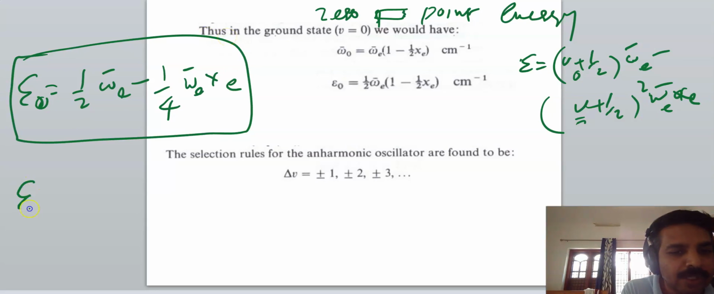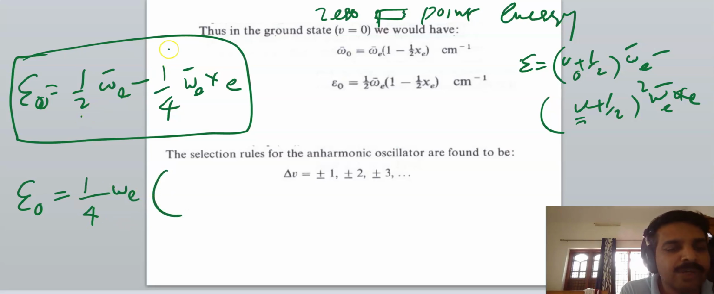This we can also write like this: E_0 is equal to 1/4 omega bar e. I am taking out 1/4, so we have to multiply by 2 and 2 here. So here it is (2 minus x_e).